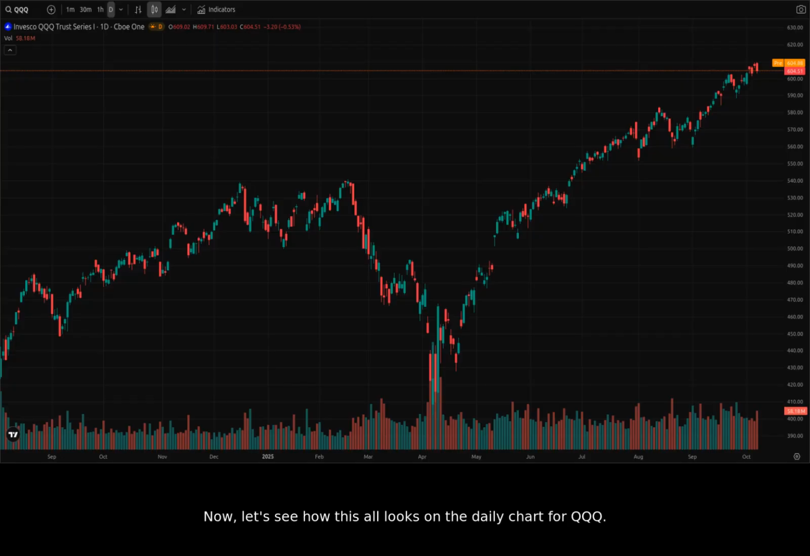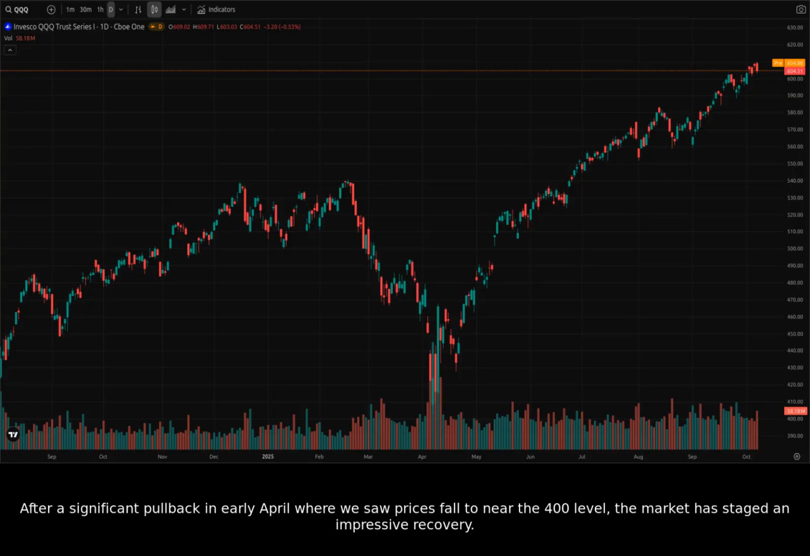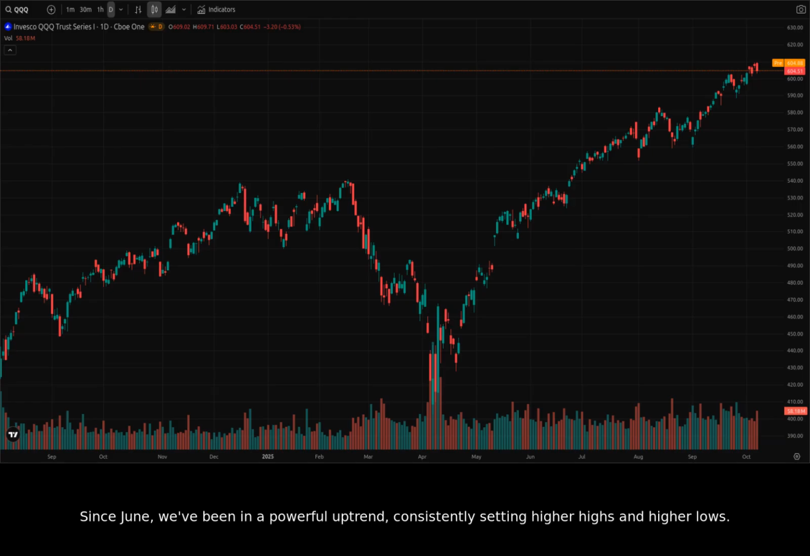Now, let's see how this all looks on the daily chart for QQQ. Looking at the bigger picture, the long-term trend is undeniably bullish. After a significant pullback in early April where we saw prices fall to near the 400 level, the market has staged an impressive recovery. Since June, we've been in a powerful uptrend, consistently setting higher highs and higher lows. This demonstrates strong underlying demand and investor confidence, largely tied to that AI theme we just discussed.